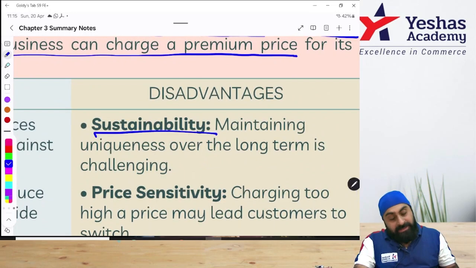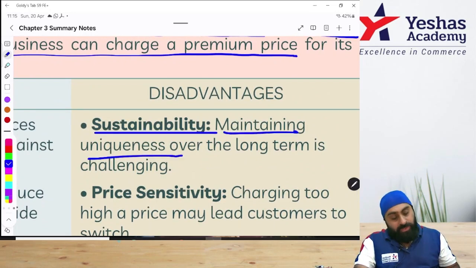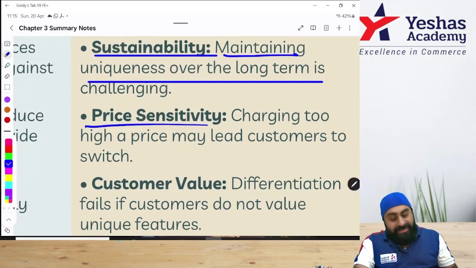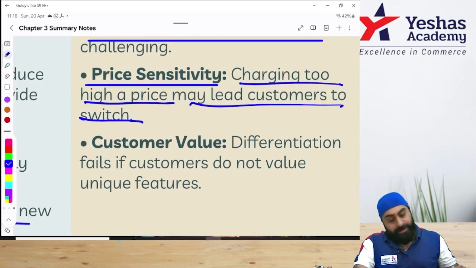Disadvantage. Sustainability. The biggest problem is maintaining uniqueness over a long term is a challenging process. You cannot maintain that long term uniqueness. That is not possible. Price sensitivity. What do you mean by price sensitivity? If you're charging too high a price, it will lead customers to switch the product to someone else, leading to low profits.